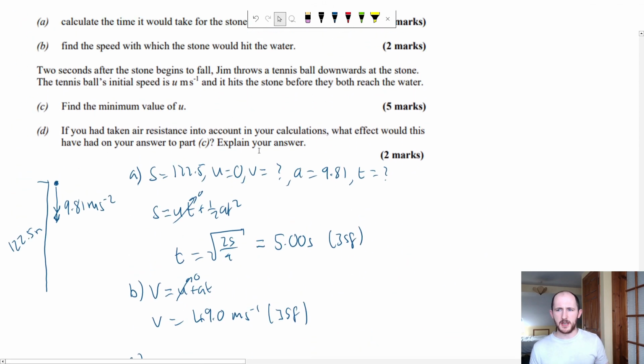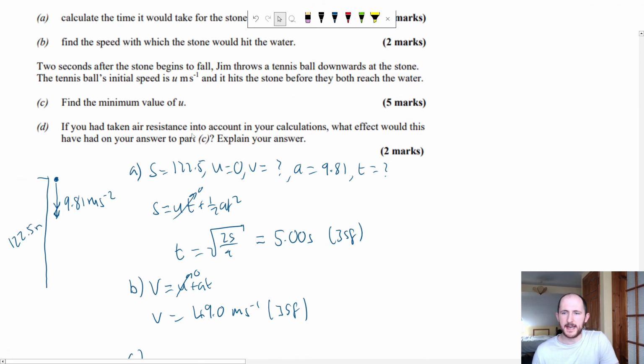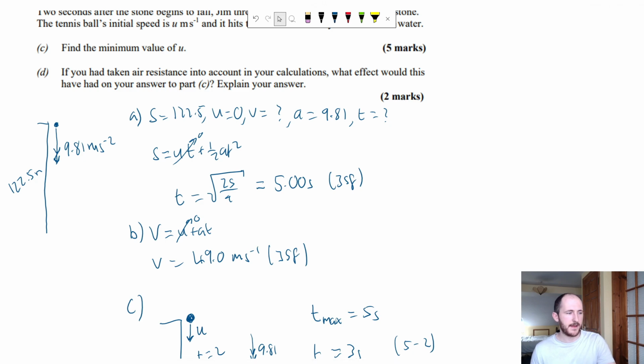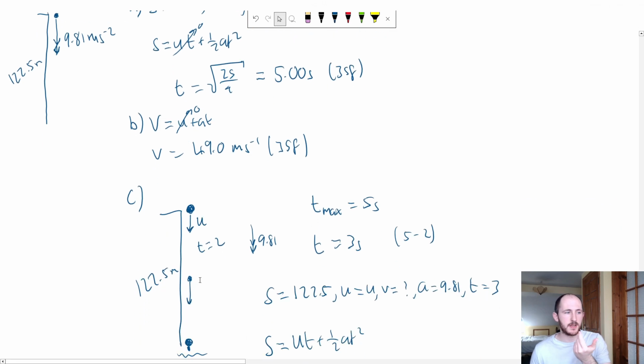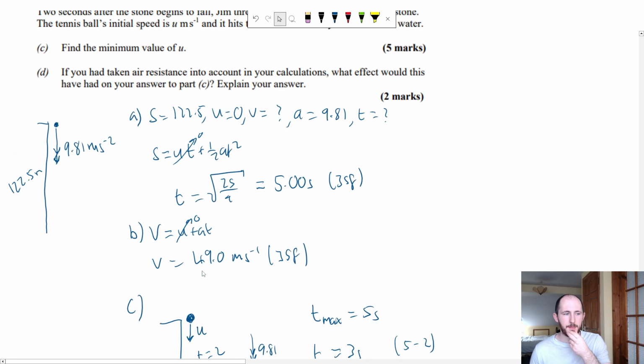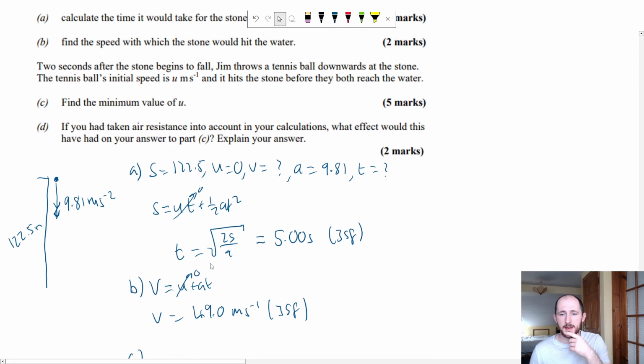I'd say this is a bit more of a physics question, but let's think about it. If you had taken air resistance into account, what effect would this have had on your answer to part C? Well, if we have air resistance, it would slow down the tennis ball as it falls, because the tennis ball is likely larger than the stone, and also it's moving quicker. So that means it has more air resistance.